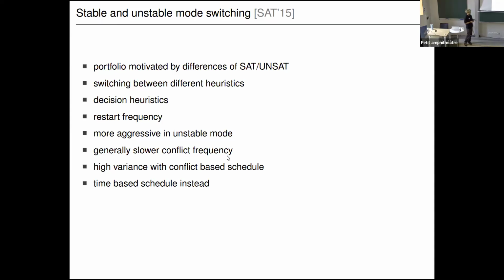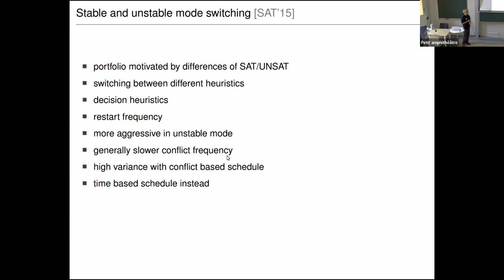So if we now take this idea of mode switching and we say, okay, let's schedule this with conflicts. Let's say we're doing 1,000 conflicts of stable mode and then 1,000 conflicts of unstable mode, and then switch back and forth, maybe increase the intervals. We have a high variance in terms of time spent in these two modes. So maybe for some instances, we'll spend almost no time in stable or unstable, or the other way around, right? And this is what we thought we don't want.